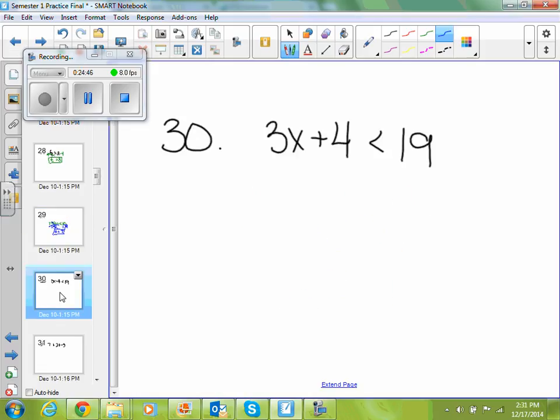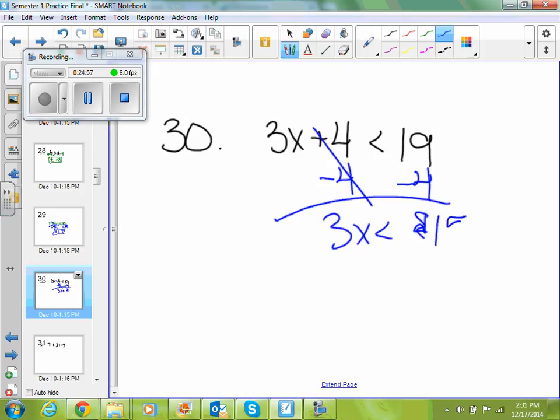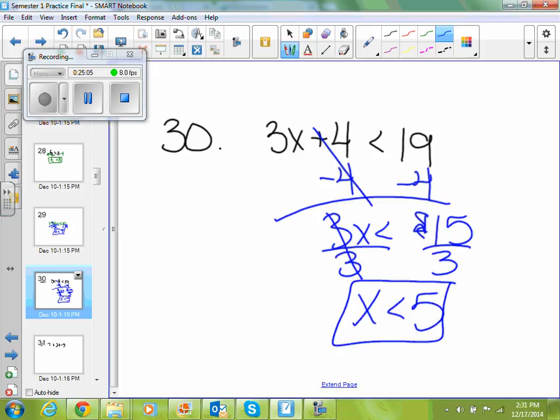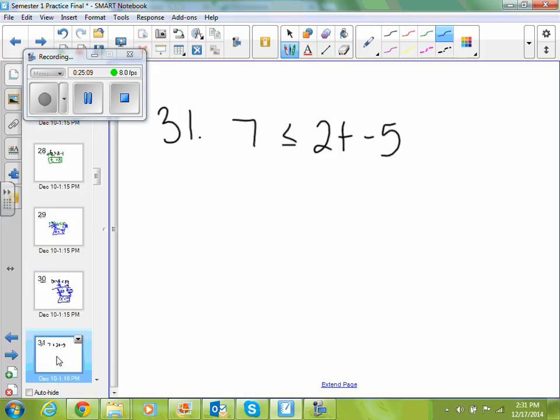3x plus 4 is less than 19. Minus 4. So 3x is less than 15. Divided by 3. So x is less than 5. Let's add 5.